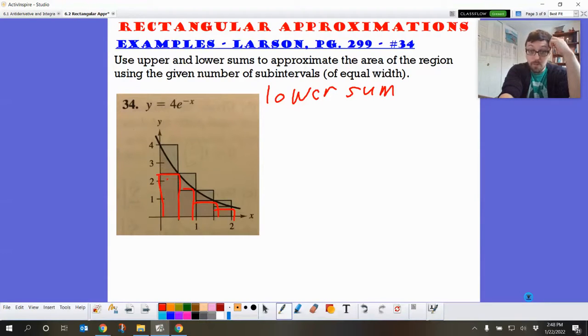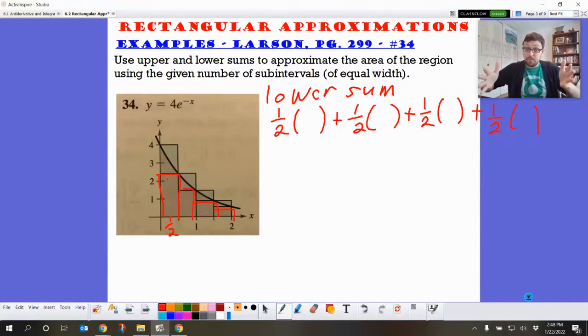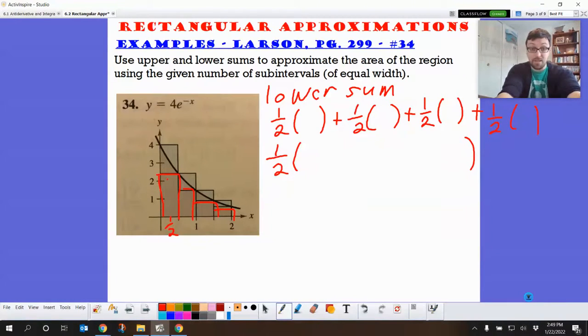To find the lower sum, we would need to figure out what the area of all of those rectangles are. Okay, well, each rectangle is 1/2 wide. So we've got a 1/2 times its height plus another 1/2 times another height plus another 1/2 times a third height plus another 1/2 times our last height. But all of them are 1/2 wide. So we could write all those 1/2s, or we could just do 1/2 times all the heights. And then it would be a lot easier to figure out.